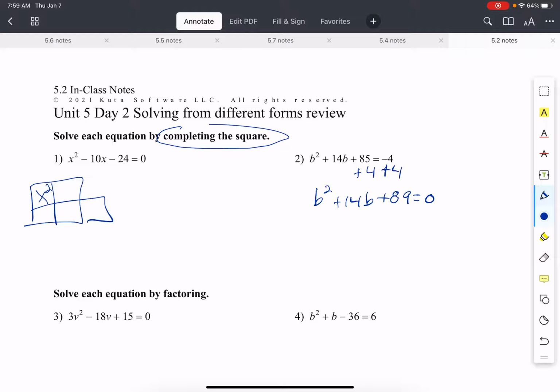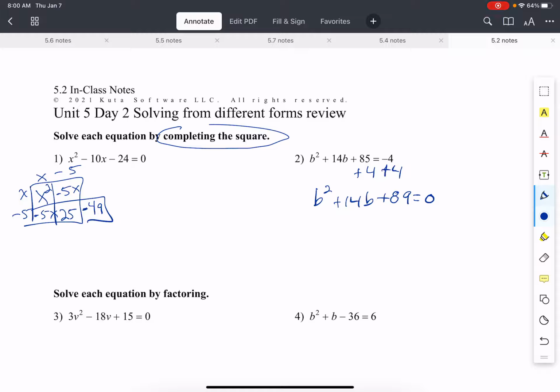Good. Cut the negative 10 in half, and I get negative 5x. Okay, so x minus 5, x minus 5. Now, negative 5 times negative 5 is positive 25. And I got to figure out, how do I get from 25 to negative 24? Good. Minus 49, Tyler. Good.